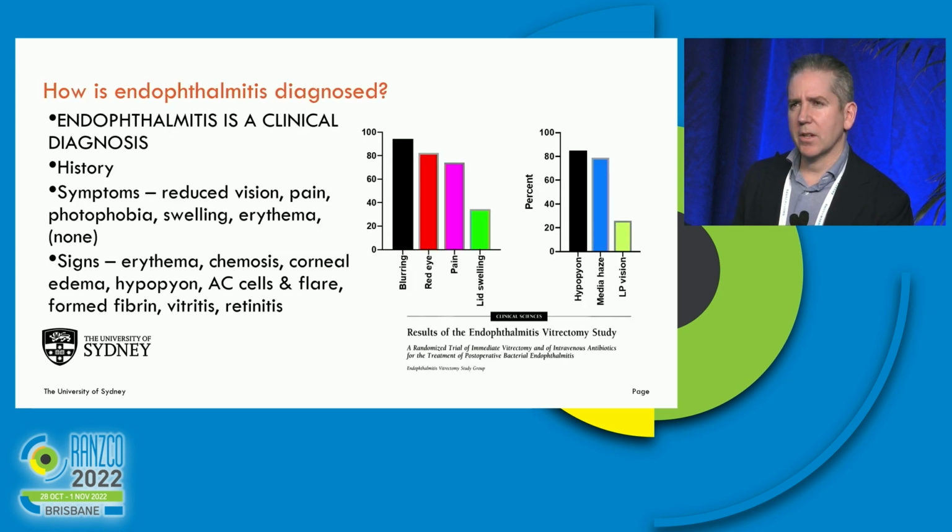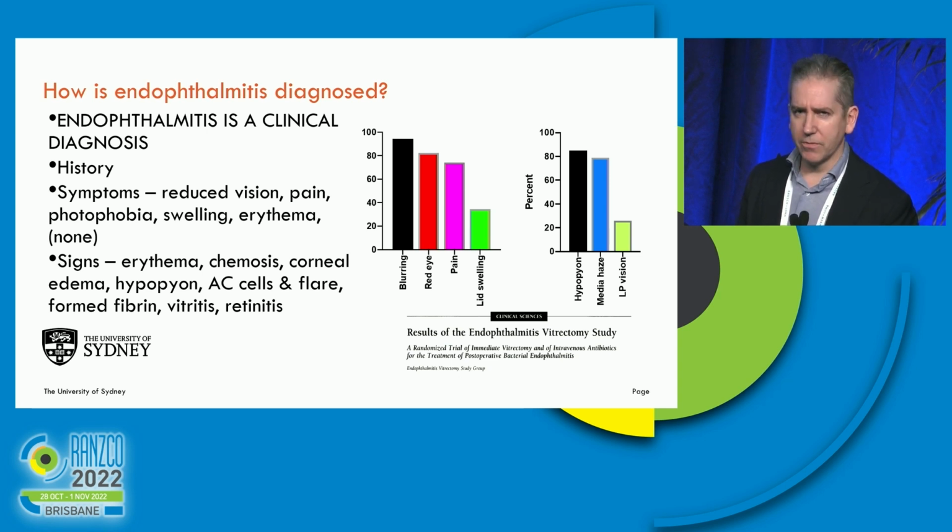So in terms of diagnosis, I guess the most important point is that endophthalmitis is a clinical diagnosis. So we don't wait for the results of a specific test, and really time is of the essence because, as we've heard already, bacterial growth rates are really, really impressive in the vitreous cavity.